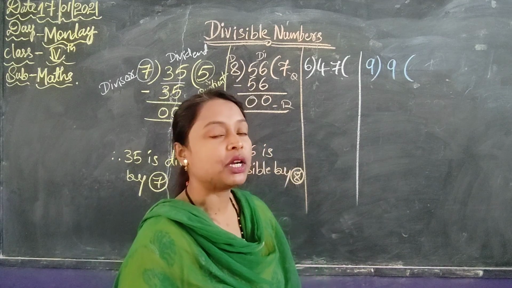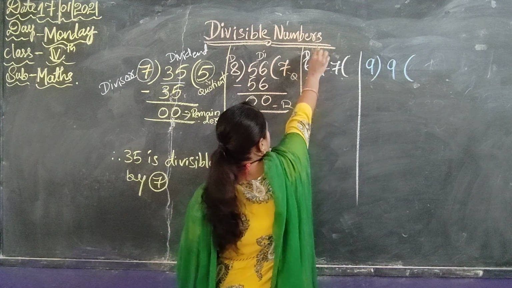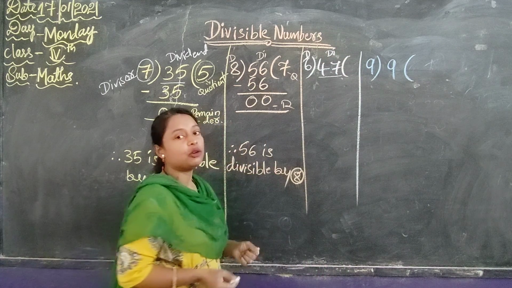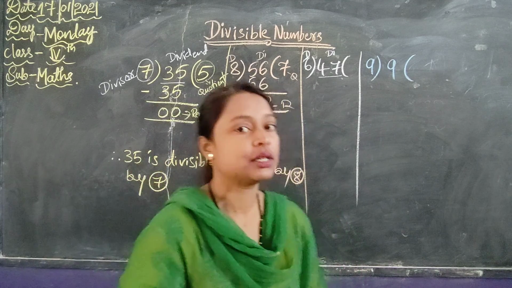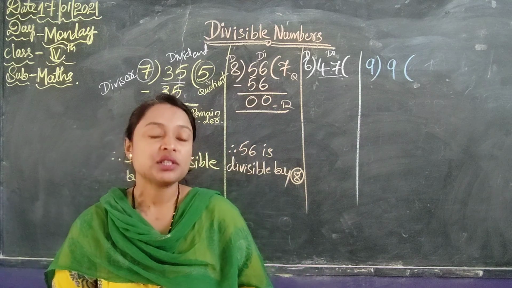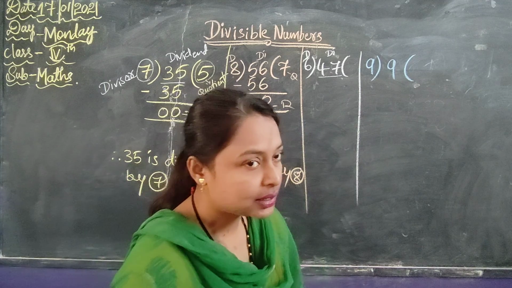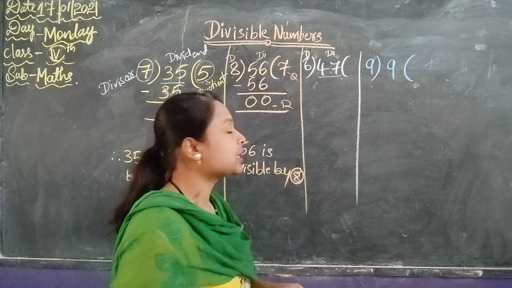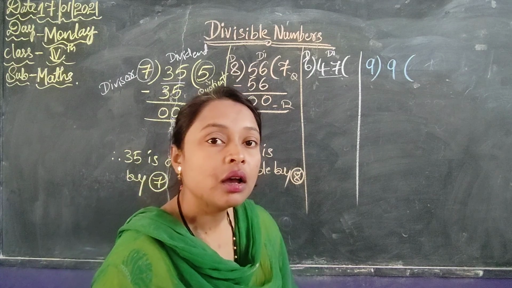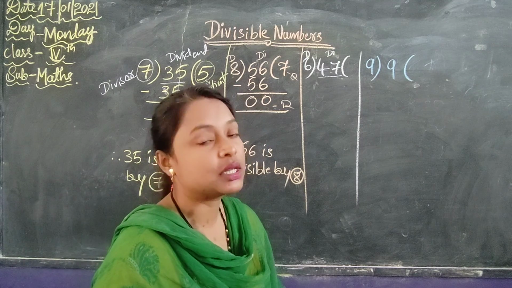What is the next number? Divisor is 6. Dividend is 47. Now we have to check, is there 47 in the 6th table? 6 ones are 6. 6 twos are 12. 6 threes are 18. 6 fours are 24, 6 fives are 30, 6 sixes are 36, 6 sevens are 42, 6 eights are 48, 6 nines are 54, 6 tens are 60.